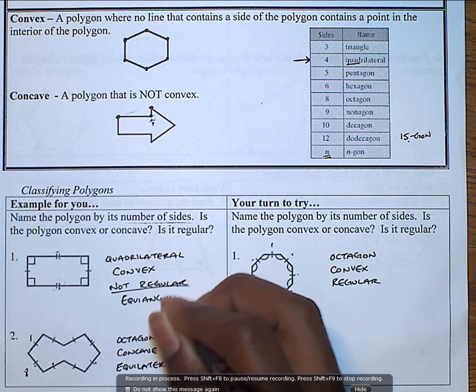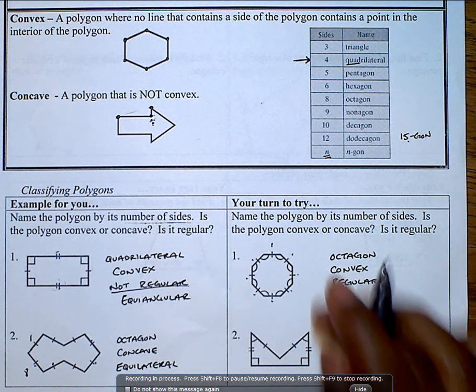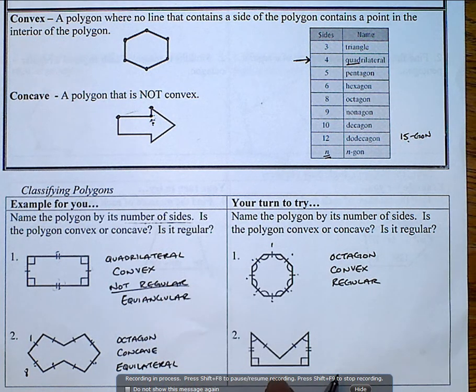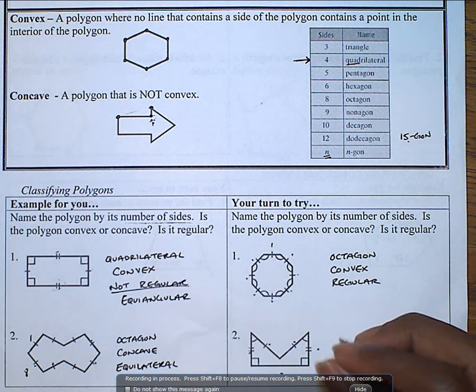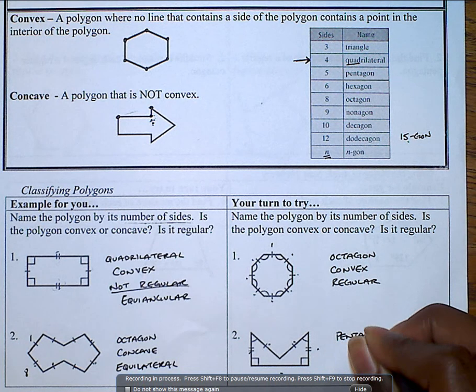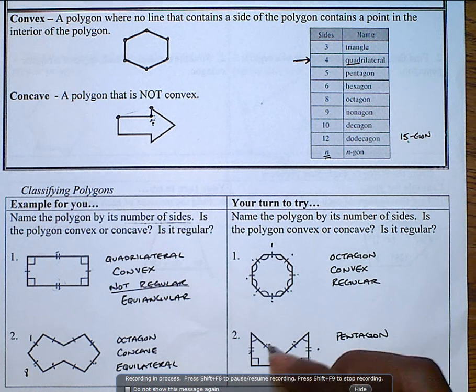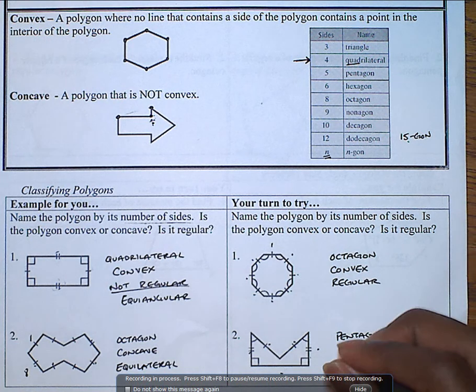Alright. Looking at this triangle. Or, not a triangle. Don't make that mistake that I just made. There's 1, 2, 3, 4, 5. There's 5 sides. It's a pentagon. 1, 2, 3, 4, 5. Yep, it's a pentagon, but it's concave. It looks like 2 triangles put together.